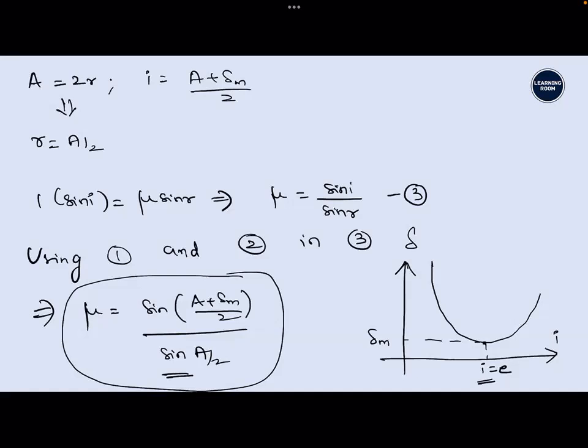Shall I proceed? So this is all about the condition for minimum deviation.